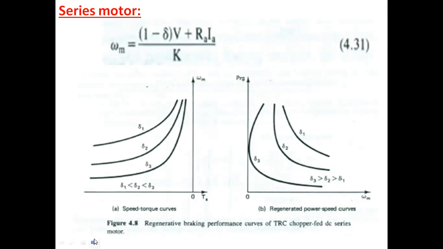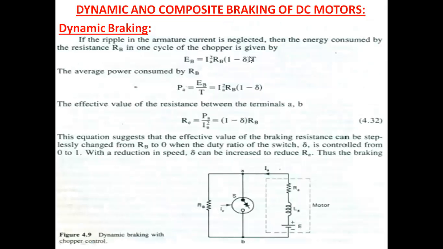Next, we will go about dynamic and composite braking of DC motors. So what is dynamic braking and what is composite braking of DC motors, we will see. Coming to the dynamic braking, the basic circuit I am showing here in figure 4.9, the dynamic braking with chopper control.